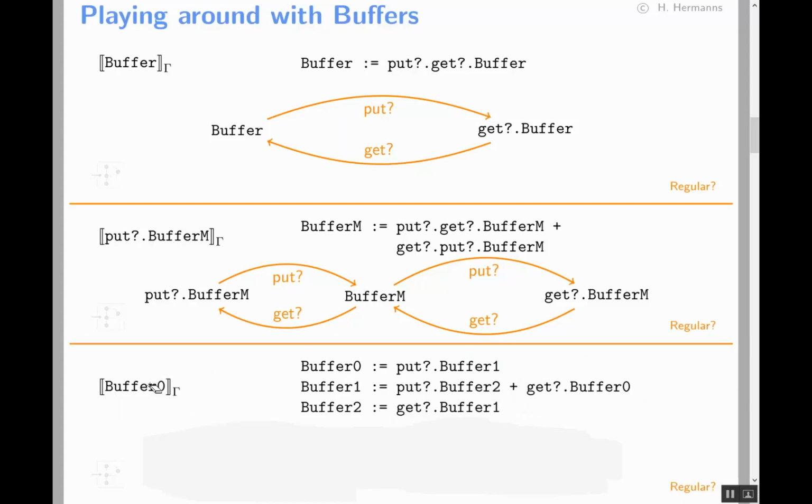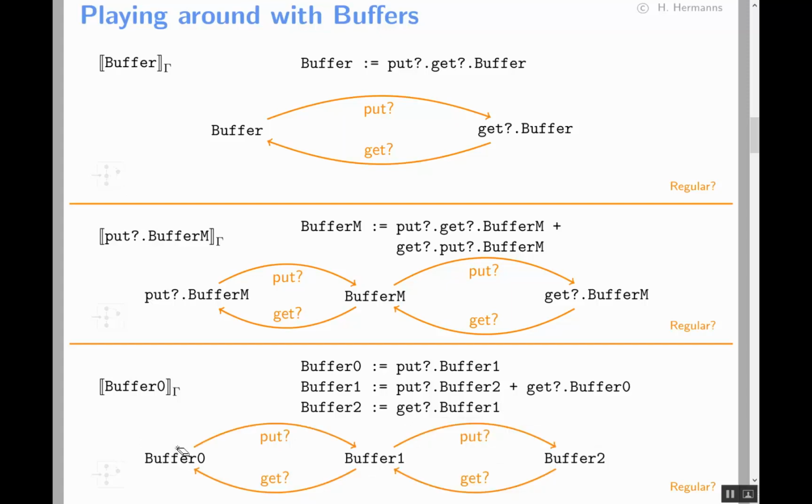And as I say, if you duplicate this line, replace the 1 by a 2, the 2 by a 3, and the 0 by a 1, and you then write this line below with a 3 here and a 2 there, you have a 3-place buffer. Now you have a 2-place buffer. Starting here, you have a 2-place buffer. And again, this is a regular CCS term.